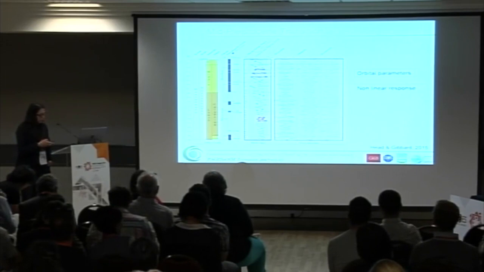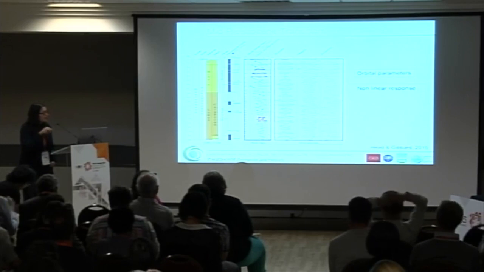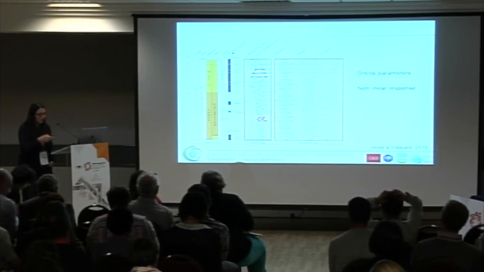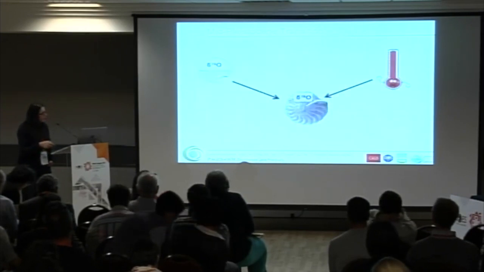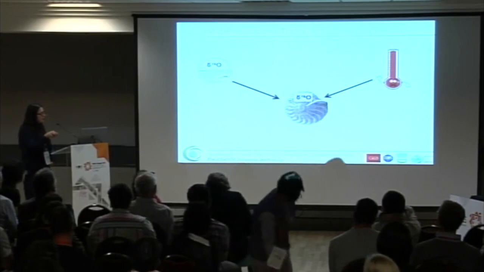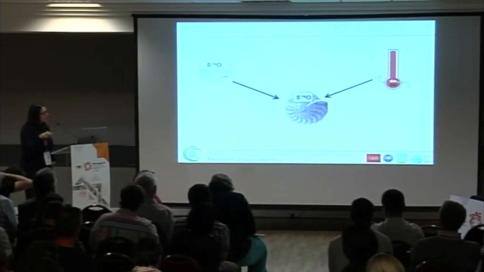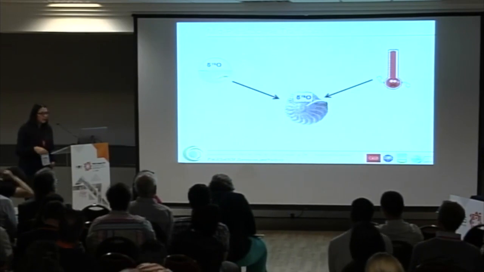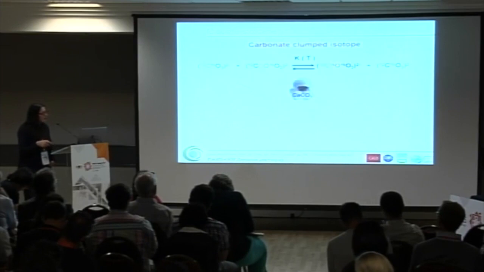That means we have to understand what is recorded in the delta 18O of carbonate values. As was presented in the past talk, the delta 18O of carbonate records two parameters: the temperature and the delta 18O of the seawater, which represents the variation of the ice sheet.